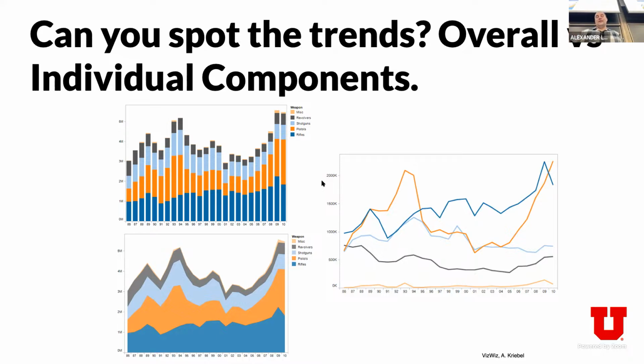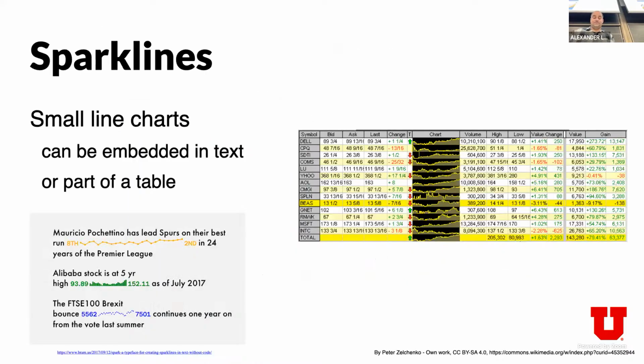So again, pros and cons. The overall trend is harder to see, of course, in this chart here. But if we want to look at the outliers, we can definitely see this better in this chart here.